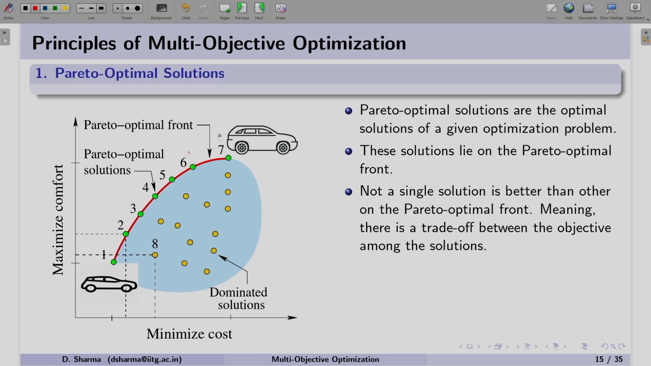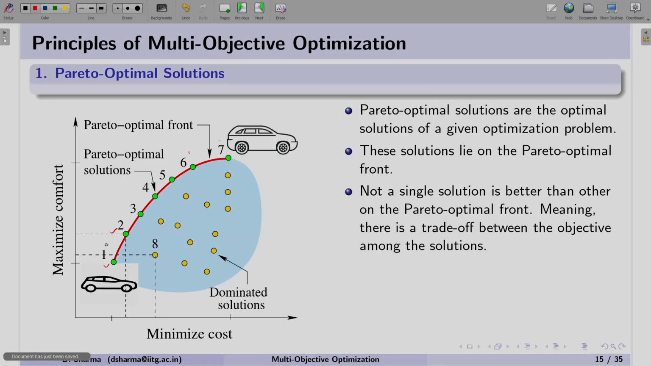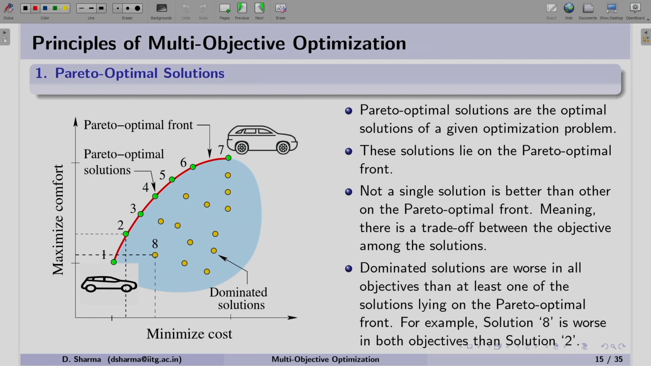If I compare, say, solution 1 versus solution 2, we can see that one solution will be good in one objective, but it has to compromise in another objective. So, in this case, there is not a single solution which is optimal for the given problem. There is a trade-off among the solutions from 1 to 8.